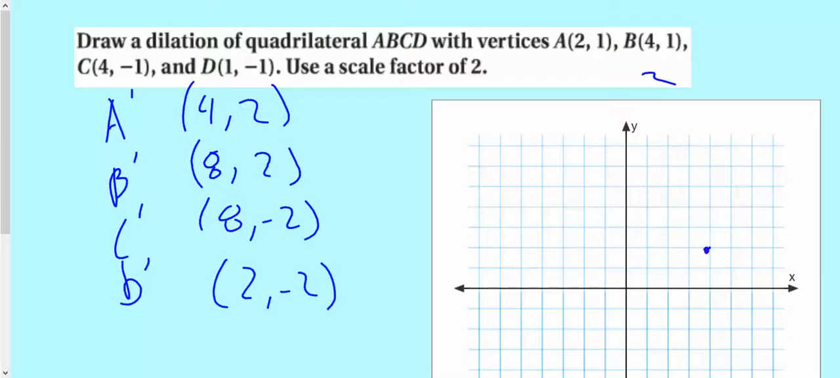4, 2, 8, let's see, 5, 6, 7. I'm a little bit off my grid here. (8, -2) is over there. And then (2, -2). And there's my quadrilateral. So this guy right here would be the image of ABCD.